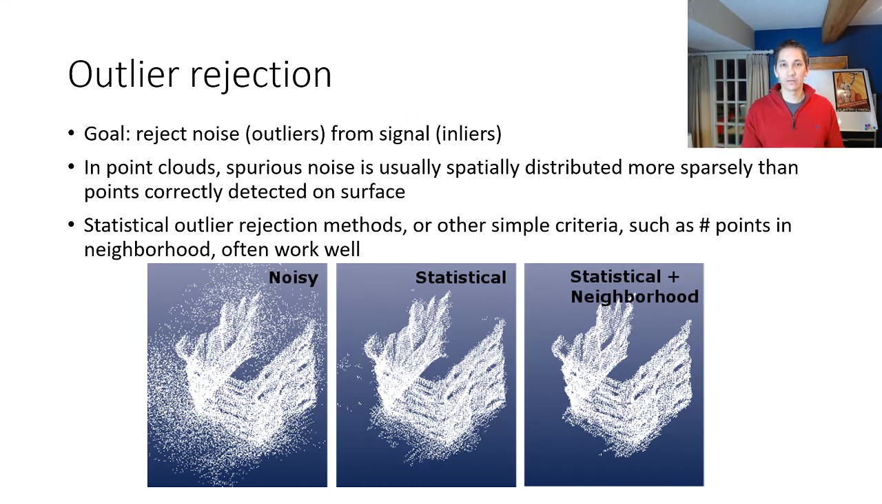Another very common type of artifact is outliers, and so it's very important to do outlier rejection. The idea is that there's some signal of objects that actually exist. The noise is going to be perceived as points out in the middle of space. For point clouds, we can often use the fact that spurious noise is distributed in a less dense region of space than points that actually correspond to objects. So we can use various types of outlier rejection techniques or simple criteria to reject these outliers and hopefully just get the objects that actually exist in the real world.